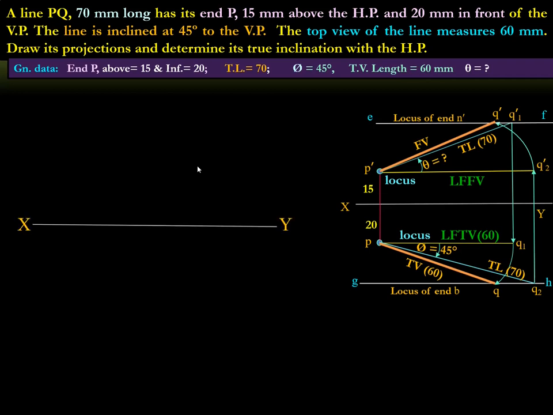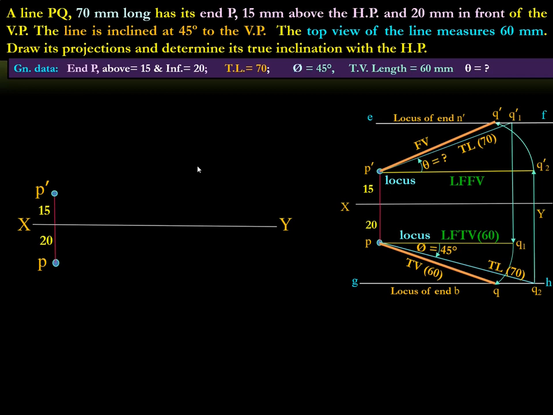Draw the XY line. It is given that the end P is located 15 mm above the horizontal plane. Therefore, mark the front view of the point P 15 mm above the XY line and name the front view as small letter p dash. It is also given that the end P is located 20 mm in front of the vertical plane. Therefore, mark the top view point 20 mm below the XY line and name the projection as small letter p.